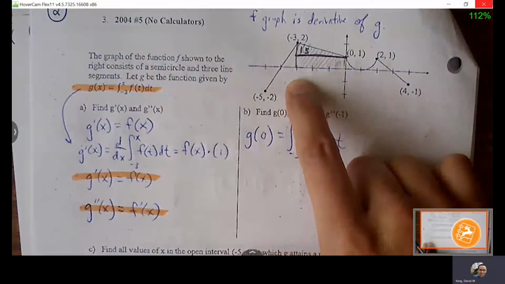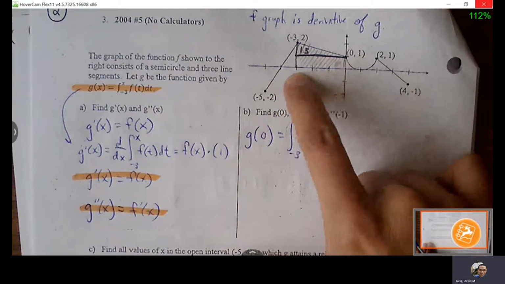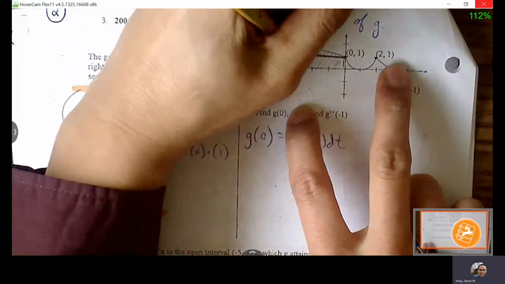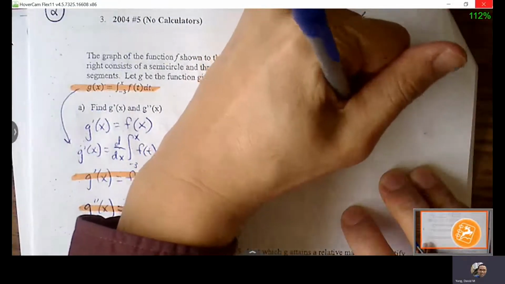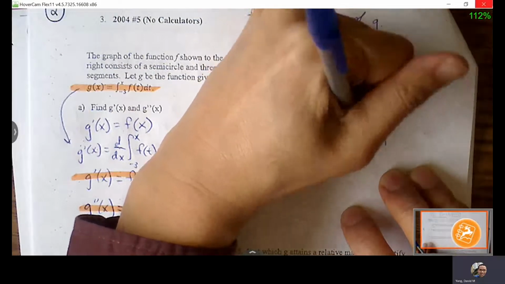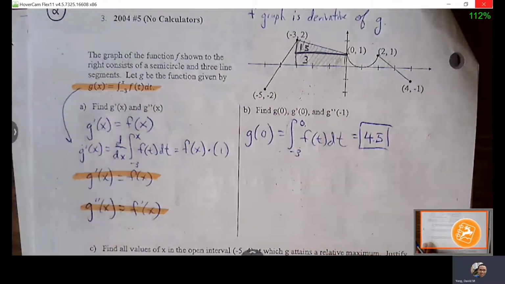The area of the rectangle here is width times height, so 3 times 1, which is 3. 3 plus 1.5 would be 4.5. Okay, so we're just doing whatever the rule is telling us to find.